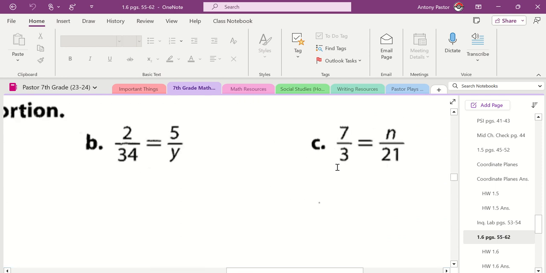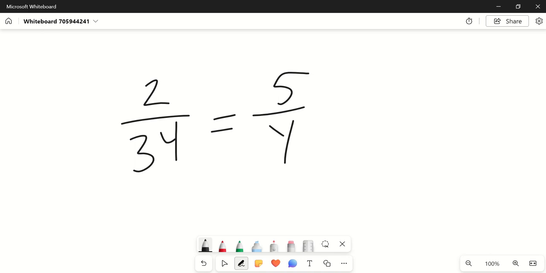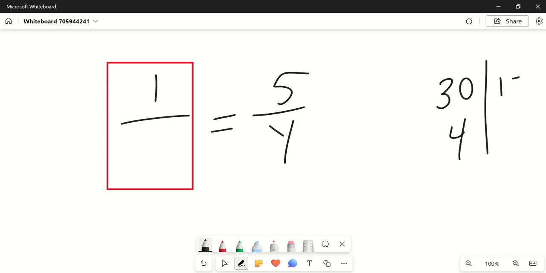Let's do B. B is 2 over 34 will equal 5 over y. Now, we can do one of two things. We can cross products, or we can actually simplify one of these first, which would be this one. 2/34 is not simplified. Therefore, I can divide these both by 2. If I divide 2 by 2, it will be 1. And if I divide 34 by 2, mental math, 34 is made up of 30 and 4. Half of 30 is 15, half of 4 is 2. That would give me 17. So this becomes 1 over 17.